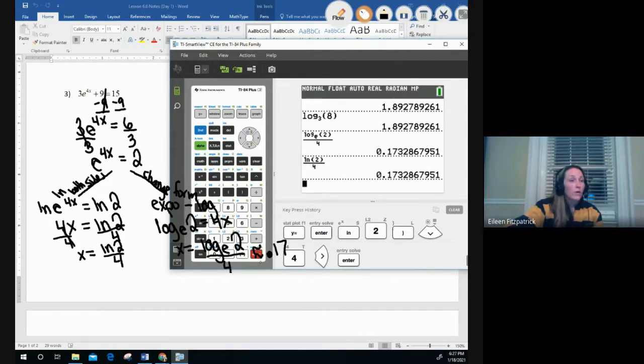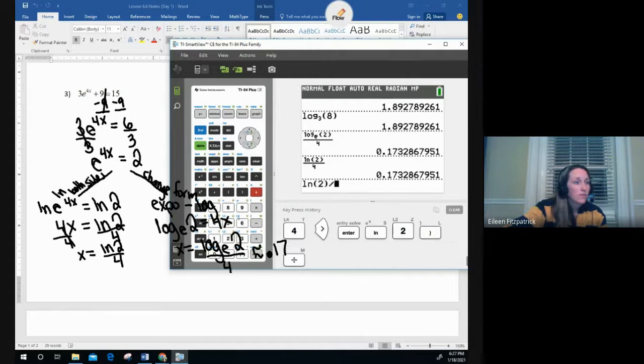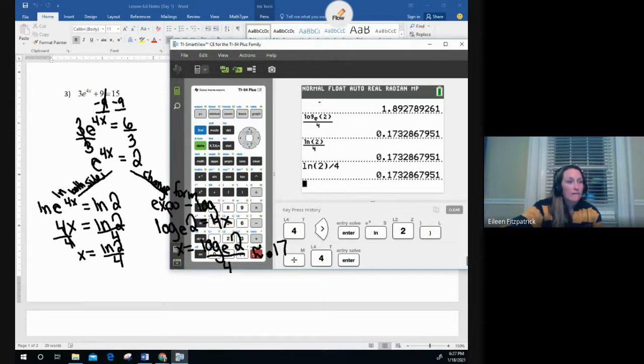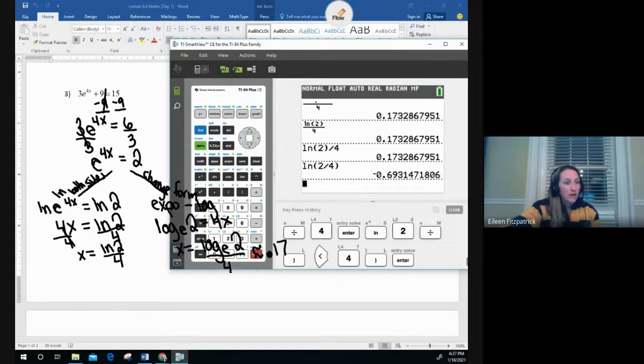One thing I do want to point out, let me just see if I do ln 2 divided by 4, still get the same thing. But if I do ln 2 divided by 4 without the parenthesis, you are not going to get the same thing.